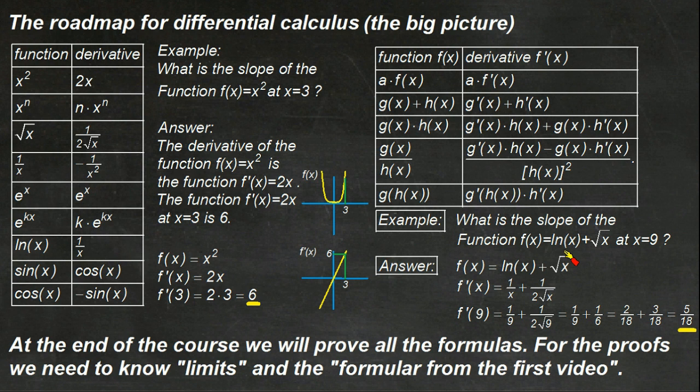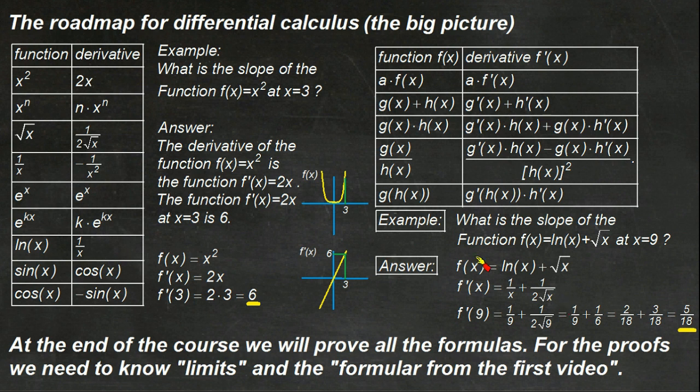The first step was we must find the derivative. The derivative of the logarithm function, I look in the table, the derivative is 1 over x. So I write down 1 over x. Then we have the square root function, and the derivative of the square root function, I look in the table, the derivative is 1 over 2 times the square root of x. So I write down 1 over 2 times the square root of x.